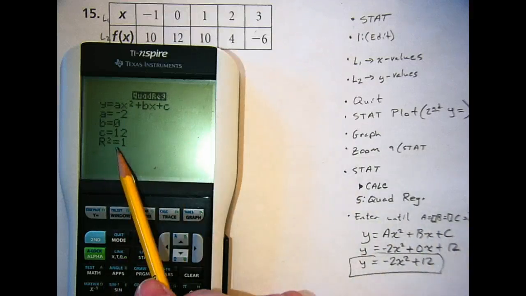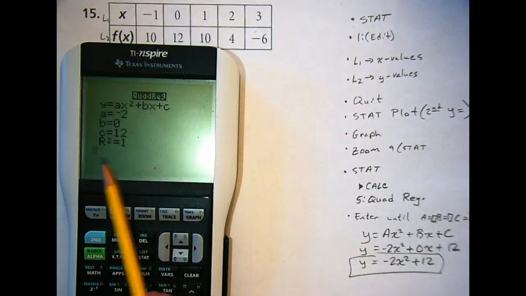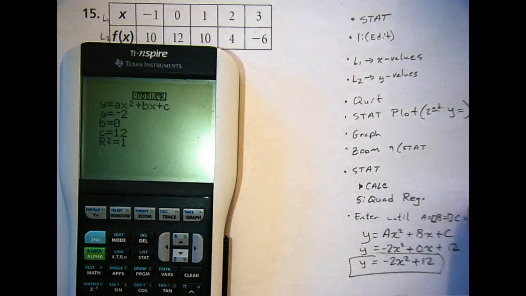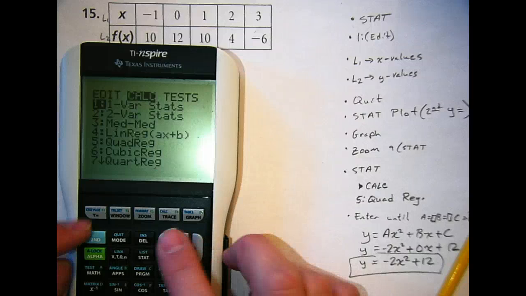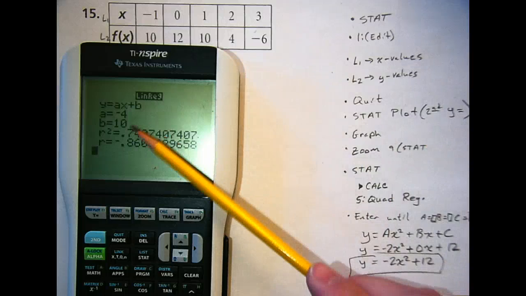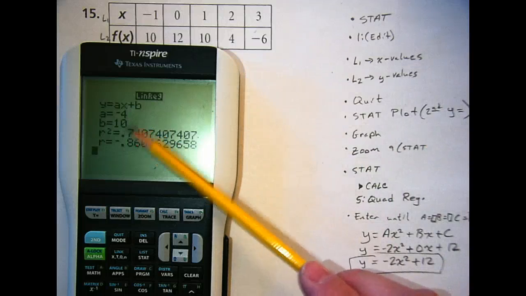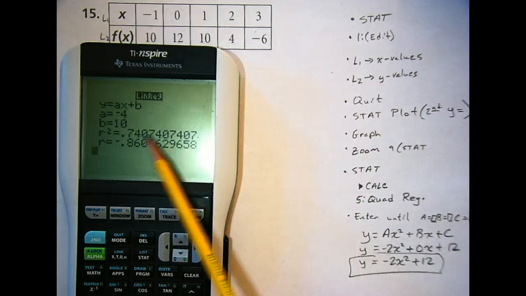R squared is 1. The closer R squared is to 1, the more exact the match is. Okay, so right here, this is telling me this is an exact match. This is a quadratic. For those of you who are staying with me, if I go back to stat and I go to calculate and I do linear regression, it'll give me an equation, -4x plus 10. However, notice R squared, it's 0.7. In other words, it's saying it kind of matches up. It doesn't really match up.